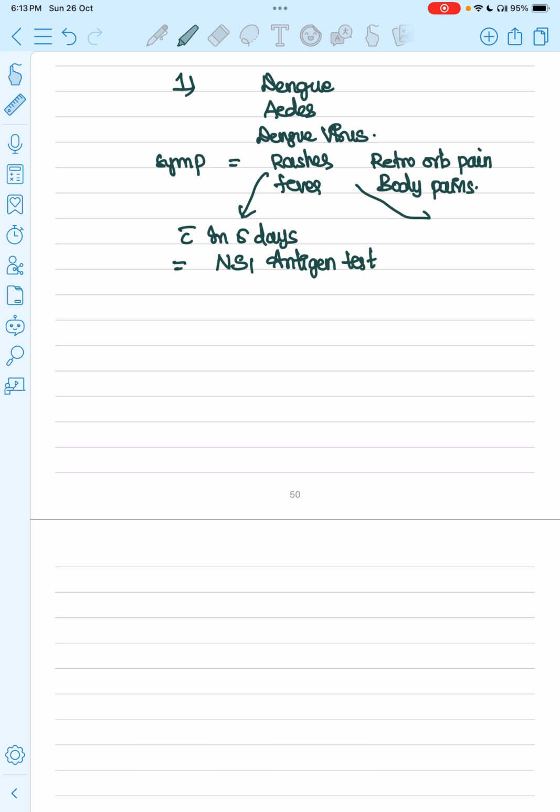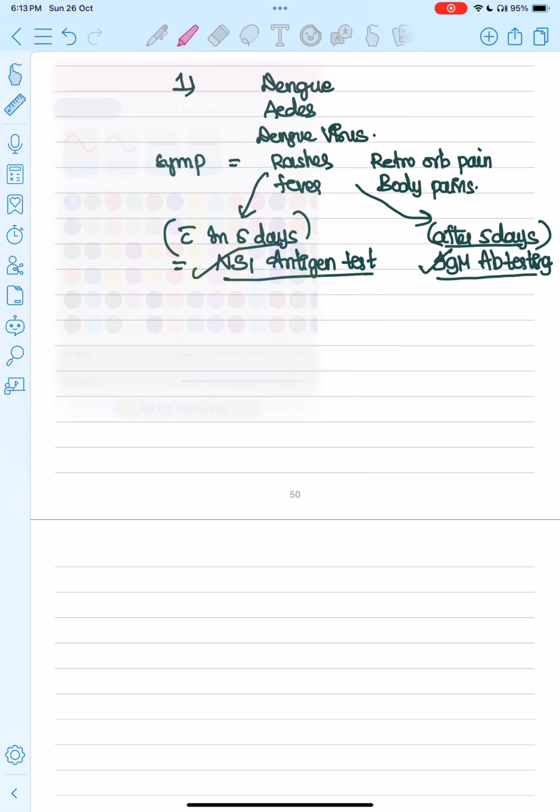If a patient presents with these symptoms after 5 days, then the diagnosis is made by IgM antibody testing. After 5 days, there is no use of testing the NS1 antigen because it disappears after 5 days. So after 5 days, IgM antibody testing is done. Within 5 days, NS1 antigen test, and after 5 days, IgM antibody testing.